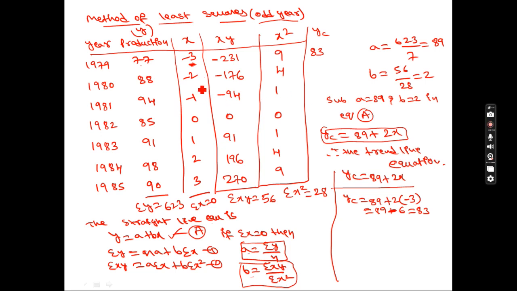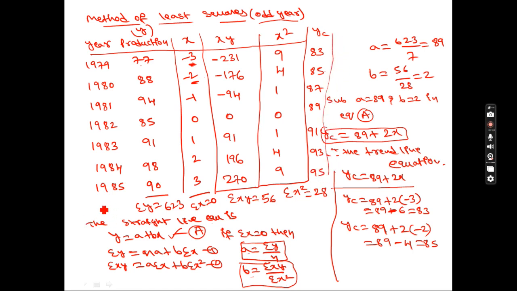So similarly, put minus 2 in the next. So here you will get 85. How are you getting 85? Again I'm showing here. YC is equal to 89 plus 2 into minus 2. So it is 89 minus 4, 2 twos are 4. So it is nothing but 85. Similarly you calculate all the values: here you will get 87, here 89, here 91, here 93, and here 95. So these are nothing but your trend values.